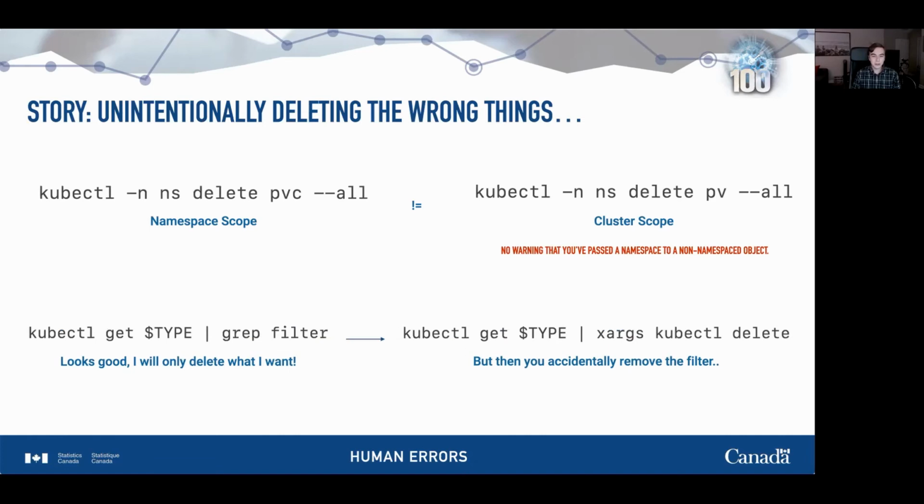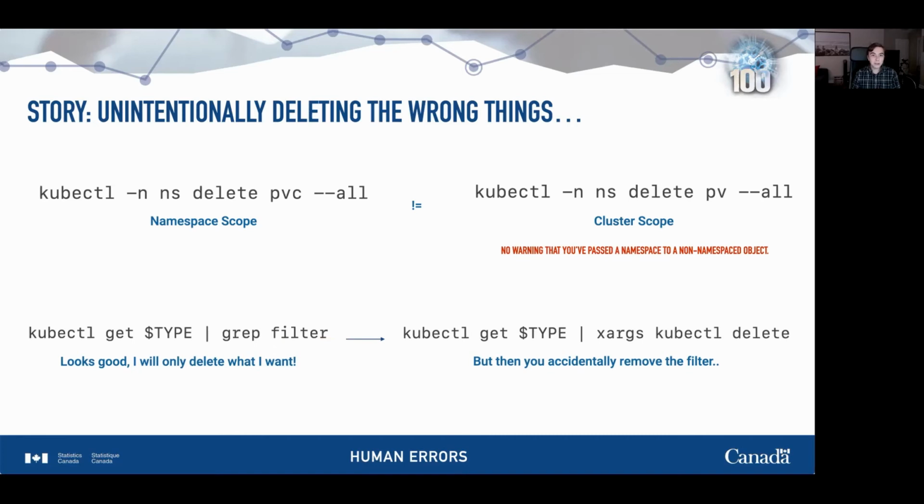The first one is a very easy mistake to make. You miss the C when you're typing and you delete all the persistent volumes across the cluster, which are not namespaced, versus all of the claims, or persistent volume claims, in one namespace. For those who aren't super familiar with Kubernetes, a persistent volume claim is a request for storage matching a certain specification, for which a persistent volume is then created and mapped to that PVC. The Kubernetes command line does not give you a warning if you try to delete non-namespaced objects while passing a namespace parameter. So if you give it delete --all, it will delete them all across the entire cluster.